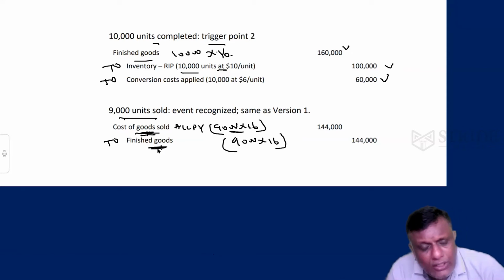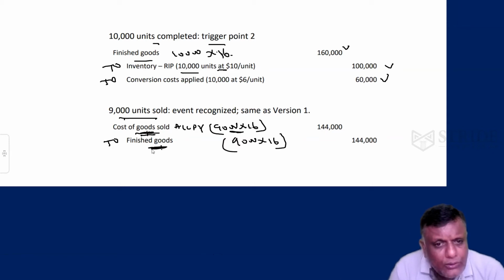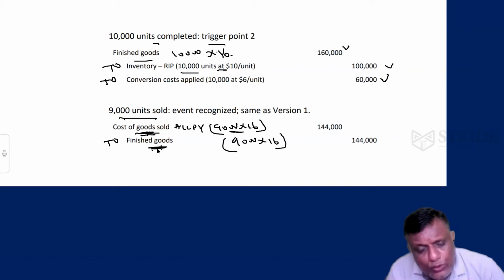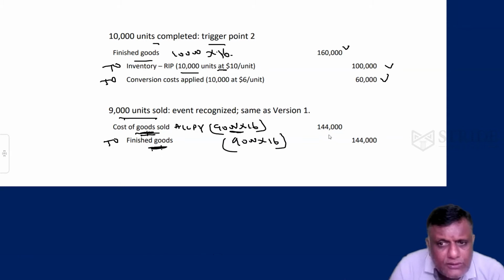As long as they are in stock, they are finished goods. Once they are sold, the stock is cancelled. As long as they are in the godown, finished goods. Once the finished goods are taken out and sold, COGS debit to finished goods. So for 9,000 sold, COGS debit to finished goods. 10,000 units produced: 10,016 to inventory, 10,000 retained to conversion.